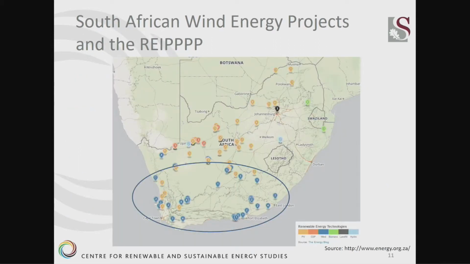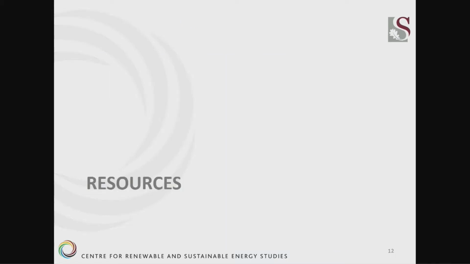The majority of these installations can be found in the Western and Eastern Cape, seen as blue spots on this map made by the Energy Blog. There are multiple reasons for these installation locations. Some of the considerations include accessibility, wind resources, and proximity to existing infrastructure, such as high voltage power lines and substations. Now let us discuss resources.